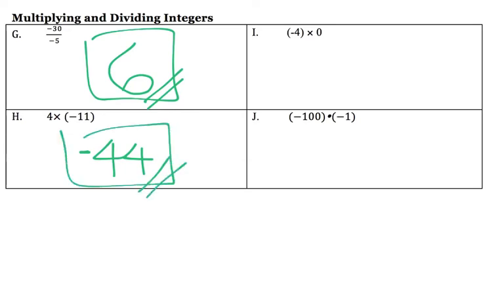Next, we have negative 4 times 0. For this one, it helps just to think, I'm going to use the commutative property and just switch them. And 0 times anything is 0, and the reason is it's like you want 0 groups of something, and 0 groups of anything is just the same as 0.